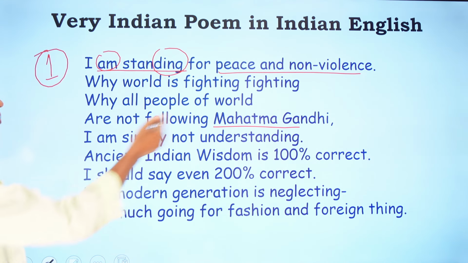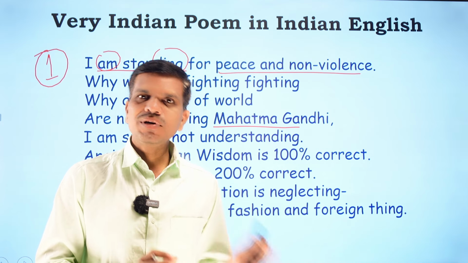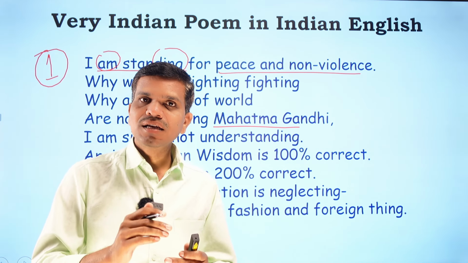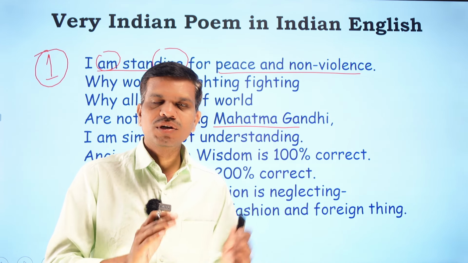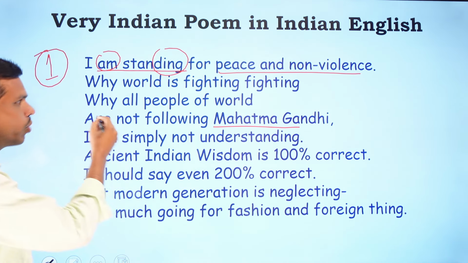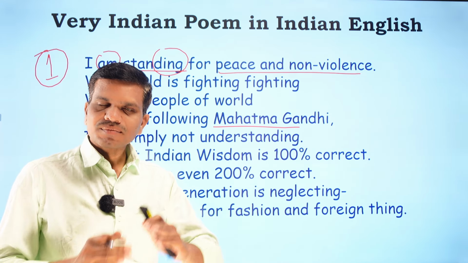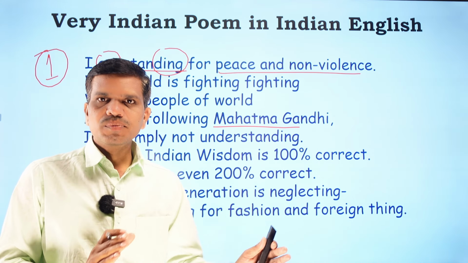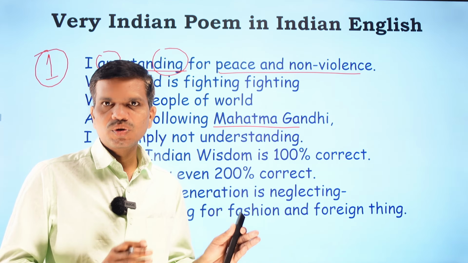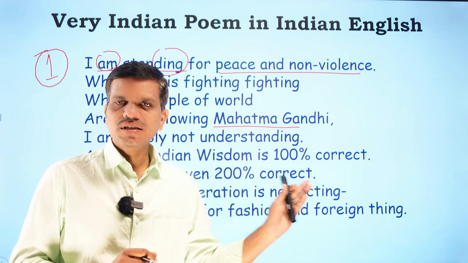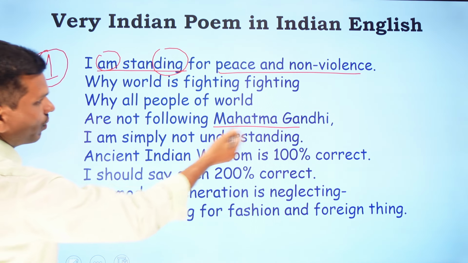Now why all people of world are not following? He is not talking about only the Indian people but people around the world, because Mahatma Gandhi is a universal figure who taught peace and non-violence to the world, not only to Indians, and hence he is saying why all people of world are not following Mahatma Gandhi. So here he just gives us the very picture of Mahatma Gandhi and how people are not following his principles. So this is in the mind of Nissim Ezekiel or the poet, and he says why all people of world are not following Mahatma Gandhi.